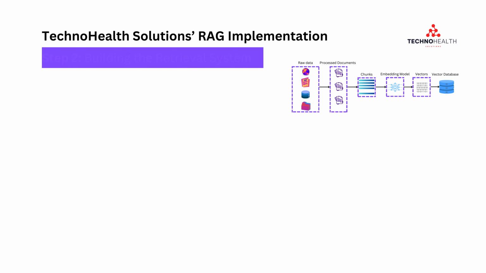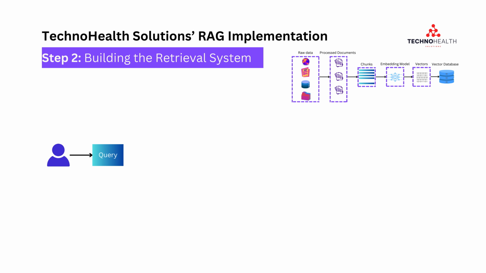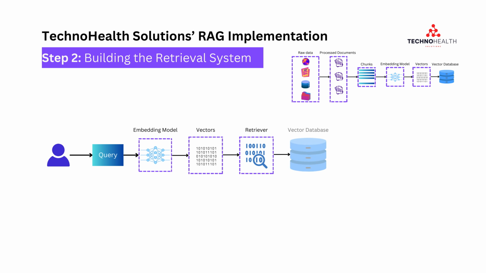Building the retrieval system. When a user asks a question, TechnoHealth's retrieval system goes to work. It first converts the user's question into an embedding, just like they did with the documents. Then it compares this question embedding to all the text chunks stored in the vector database to find the most similar chunk.